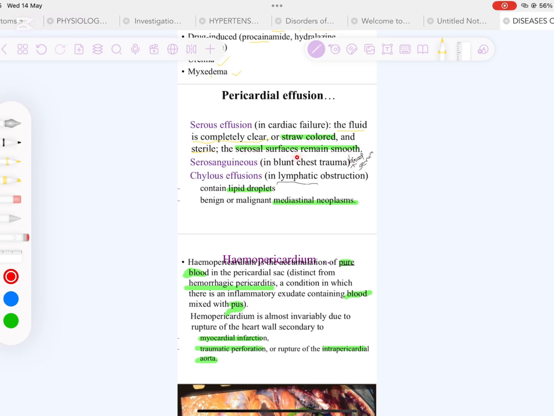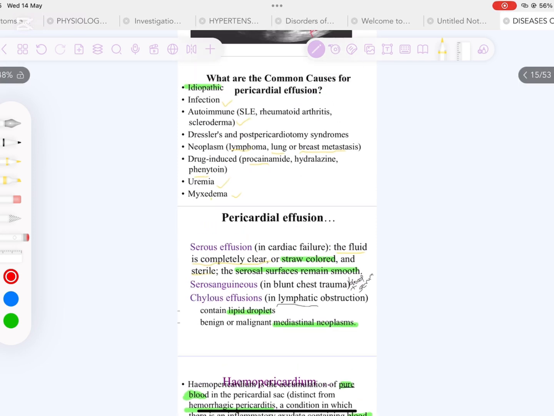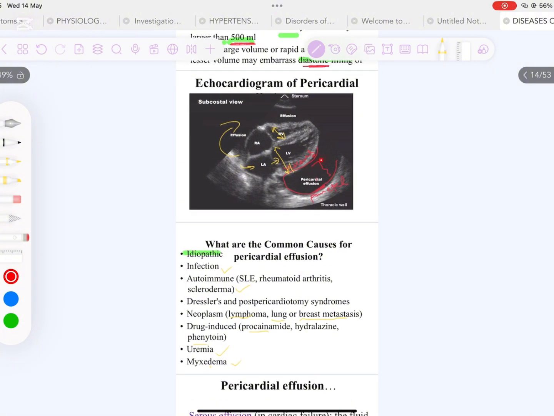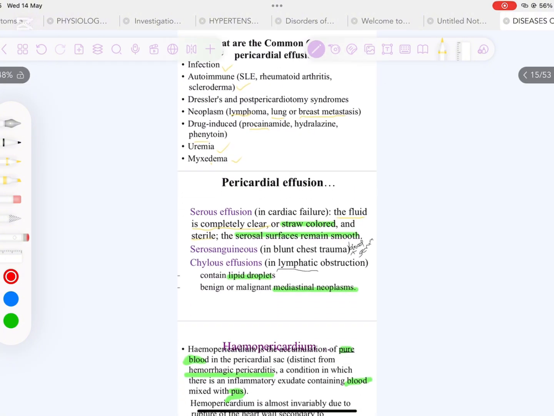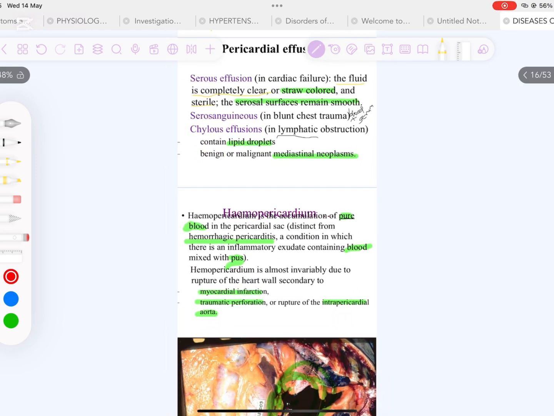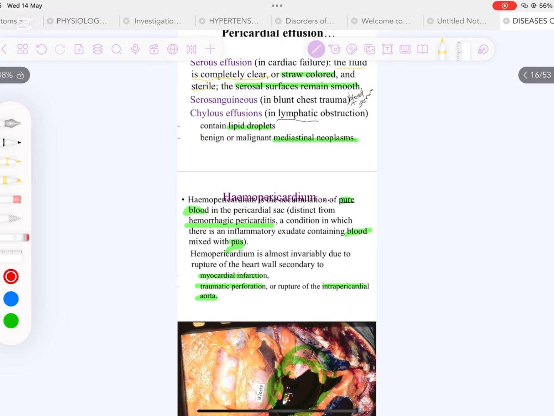And the serosal surfaces remain smooth, right? These surfaces, the serosa in between these lines, remain smooth because there is no problem with the body in general. It's just that the heart is failing. Let's just put it that way.